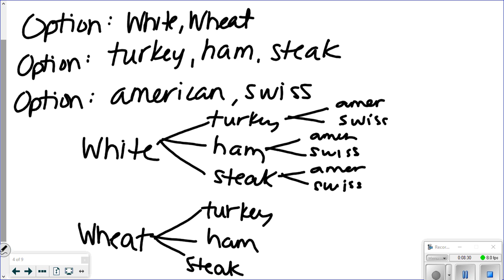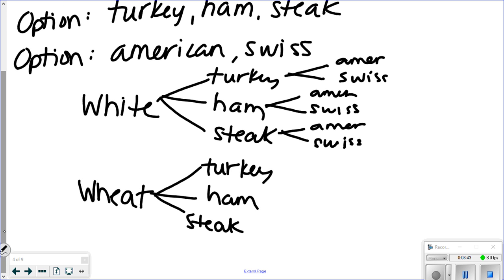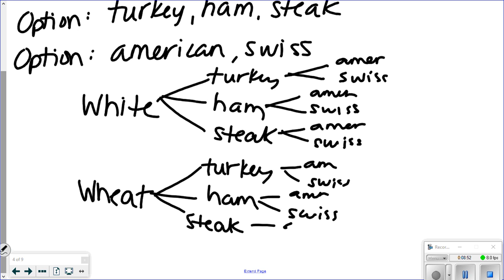So we're gonna have to put this as an answer? So most of everything today is going to ask you for the sample space. This is the sample space, asking you what it looks like, all the possible possibilities. So wheat, turkey, American, Swiss, American, Swiss. So it's just a big long tree. This is a tree diagram. If you turn it the other way, it looks like a family tree, or kind of like brackets.